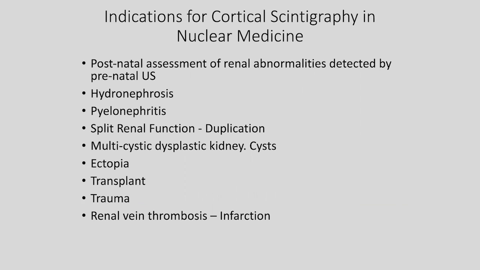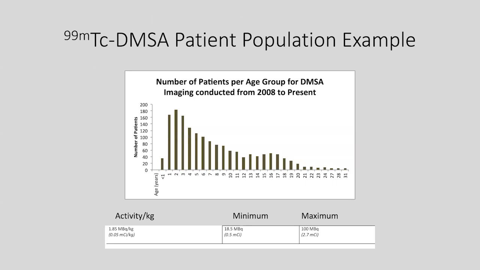The different applications or indications for DMSA scintigraphy of the kidneys include a postnatal assessment of renal abnormalities detected by ultrasound, hydronephrosis, pyelonephritis, assessment of split renal function and duplication, multicystic dysplastic kidneys, cysts, ectopia, transplant, trauma, renal vein thrombosis, and infarction.